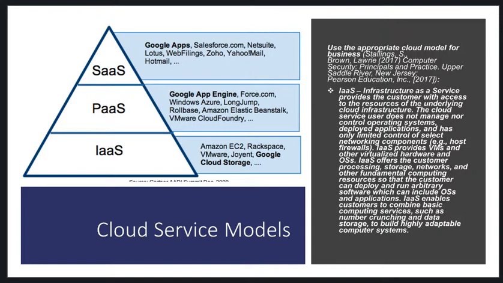Infrastructure as a service also enables customers to combine basic computing service such as number crunching and data storage. Examples of infrastructure as a service would be the Amazon EC2, Rackspace, VMware, Joyent, and Google Cloud Storage.